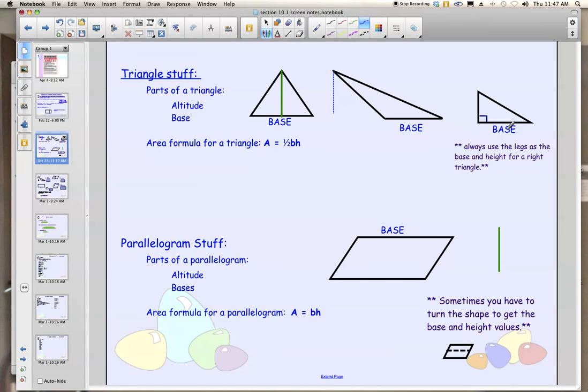You'd do 1/2 base times height. This would show your height. In a regular run-of-the-mill triangle, you would do base, and then this line would represent your height. And in the case of an obtuse triangle, your base is over here. The line that shows your height, your altitude line, would be over here. So 1/2 base times height is how you would do that for an obtuse triangle. Notice they're all 1/2 base times height.